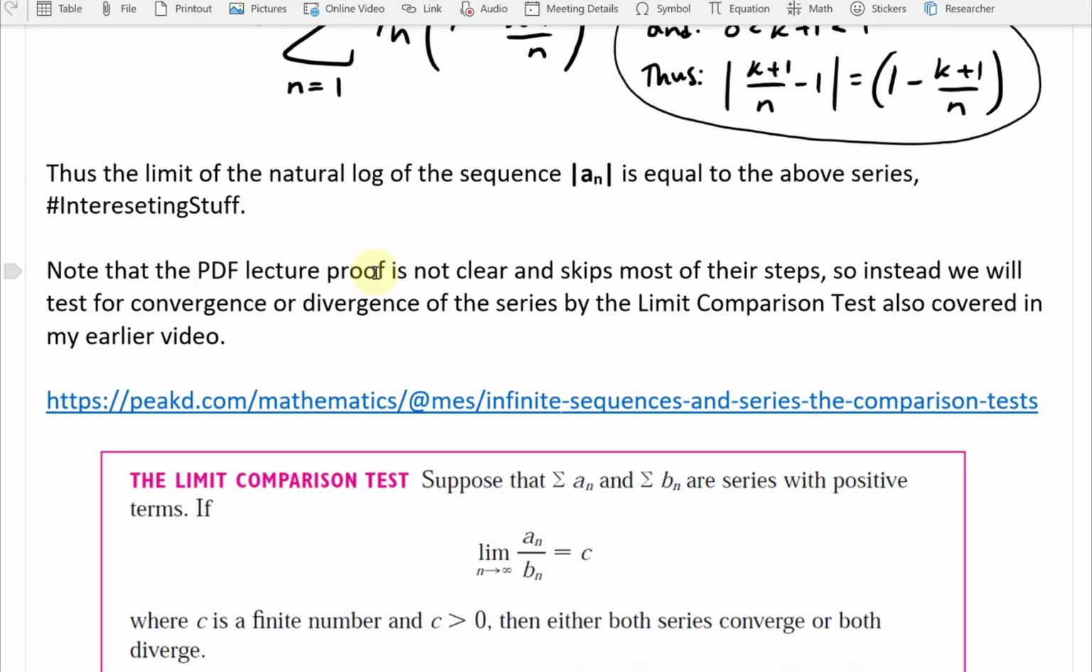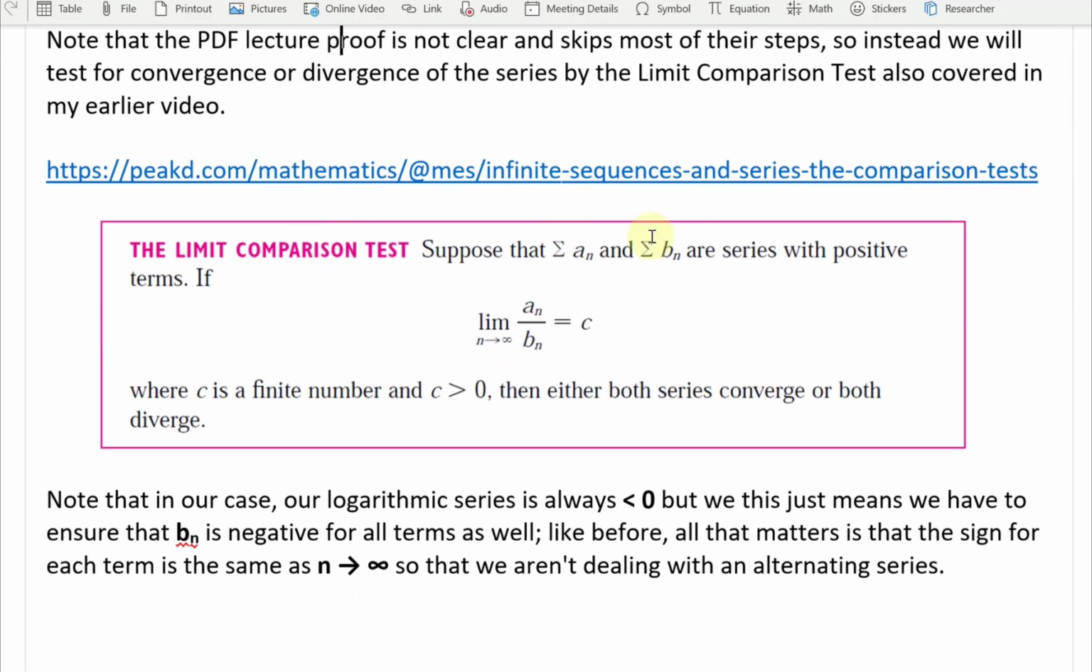So note that the PDF lecture proof is not clear and skips most of its steps, so instead we will test for convergence or divergence of the series by the limit comparison test, also covered in my earlier video, from a link below, same link as above.